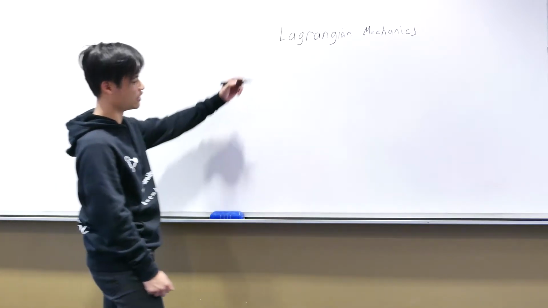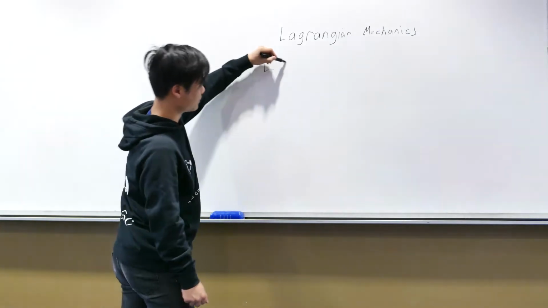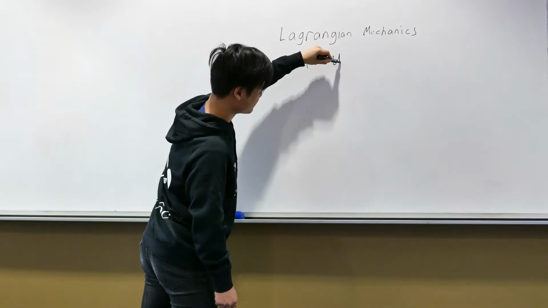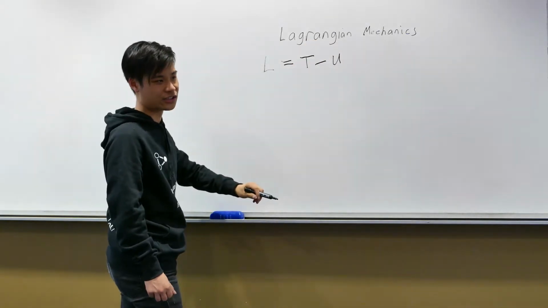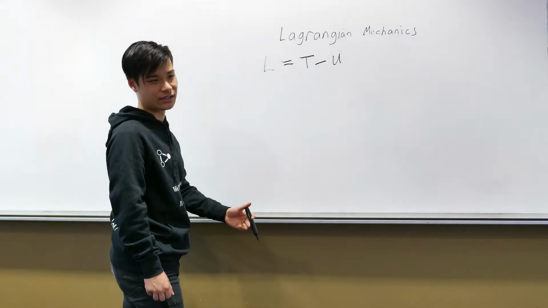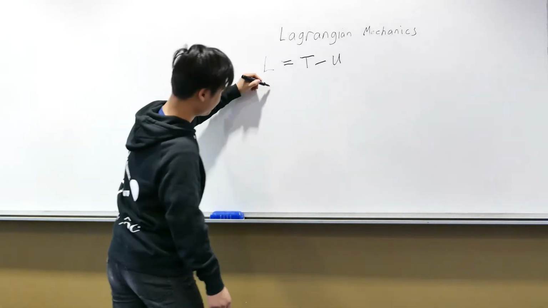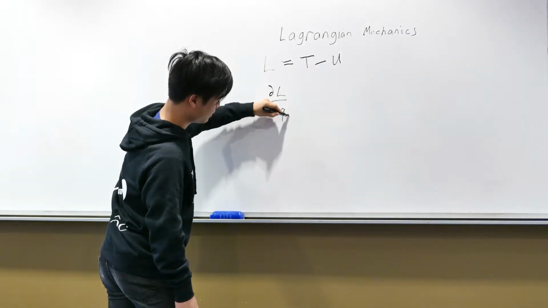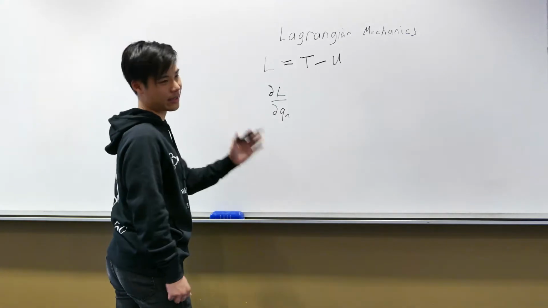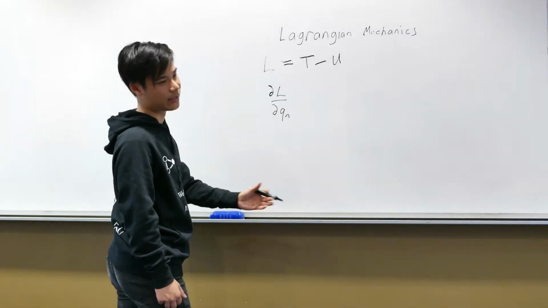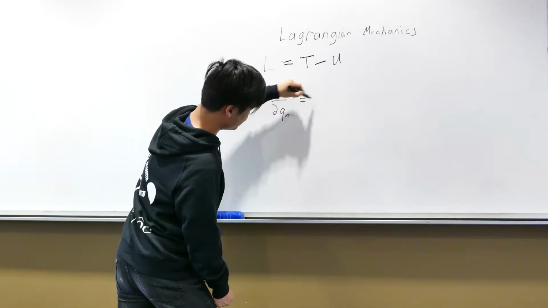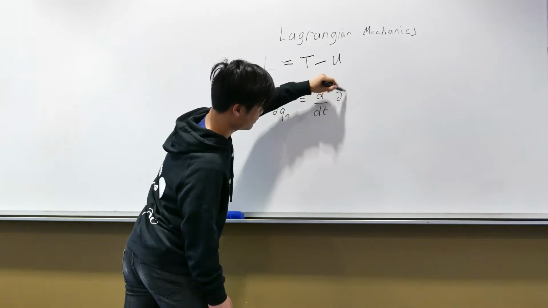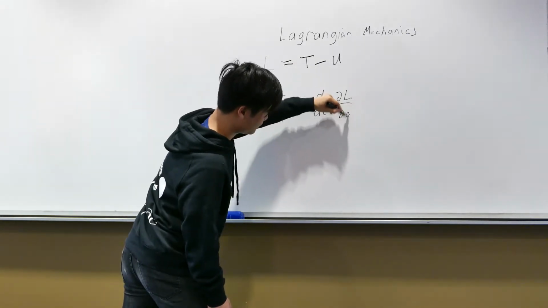Firstly, the Lagrangian is defined by the kinetic energy minus the potential energy. Using the calculus of variations, the Euler-Lagrange equations are formulated, and these are partial L with respect to Qn, where Q are your coordinates. There can be n amount of coordinates depending on your system, is equal to the derivative with time of partial L with respect to Q dot.